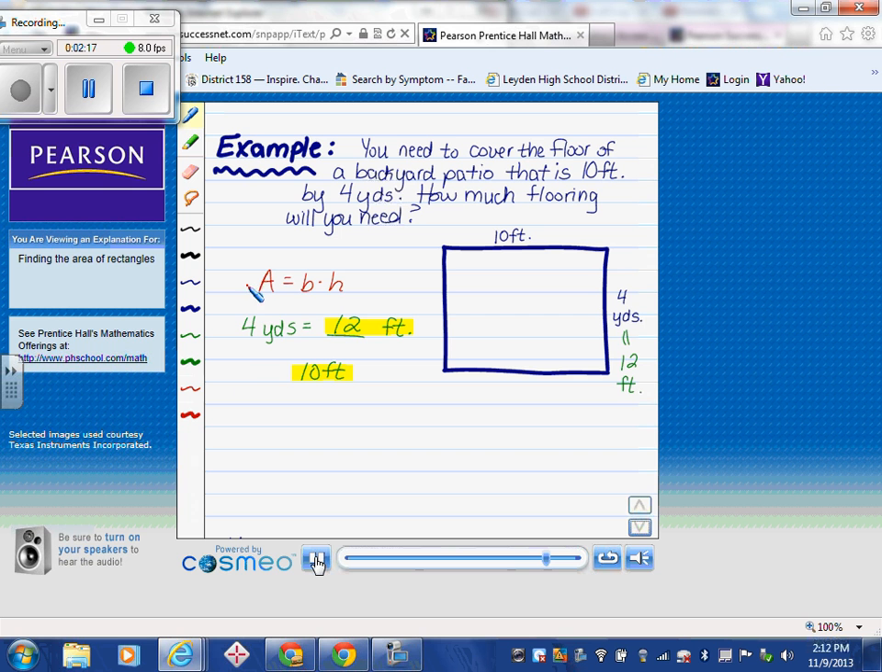Now, let's go back to our problem of finding the area. Area equals base times height. Our base is 10 feet. Our height is 12 feet. Double check to make sure you are working with feet in both, and in this case, we are. So our answer will be the product of 10 and 12. 10 times 12 is 120.